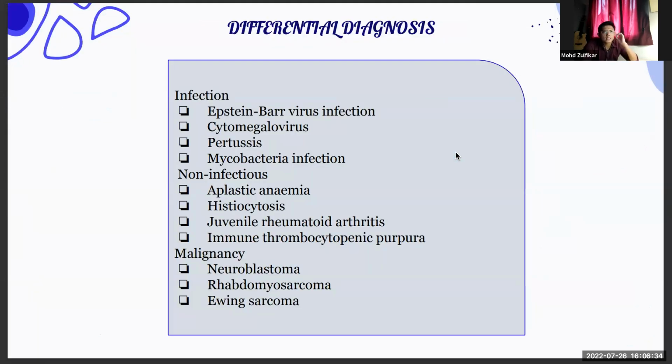So this is basically the differential diagnosis in acute leukemia. The differential diagnosis can involve infection, non-infectious causes, or malignancy. You can read by yourself. So next slide.